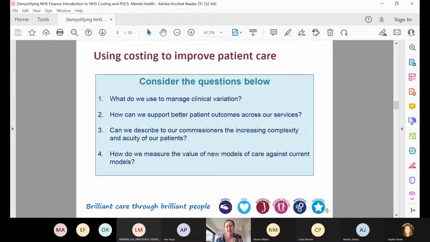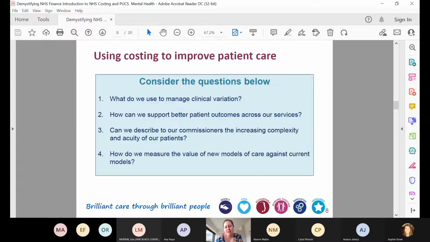Very rarely have I seen innovations that don't focus on getting it right first time. Generally, they release cost. So can we describe to our commissioners the complexity? There are a whole wealth of tools out there that we can link into with costing data. So mHost is one that we're using at the moment in our organisation.